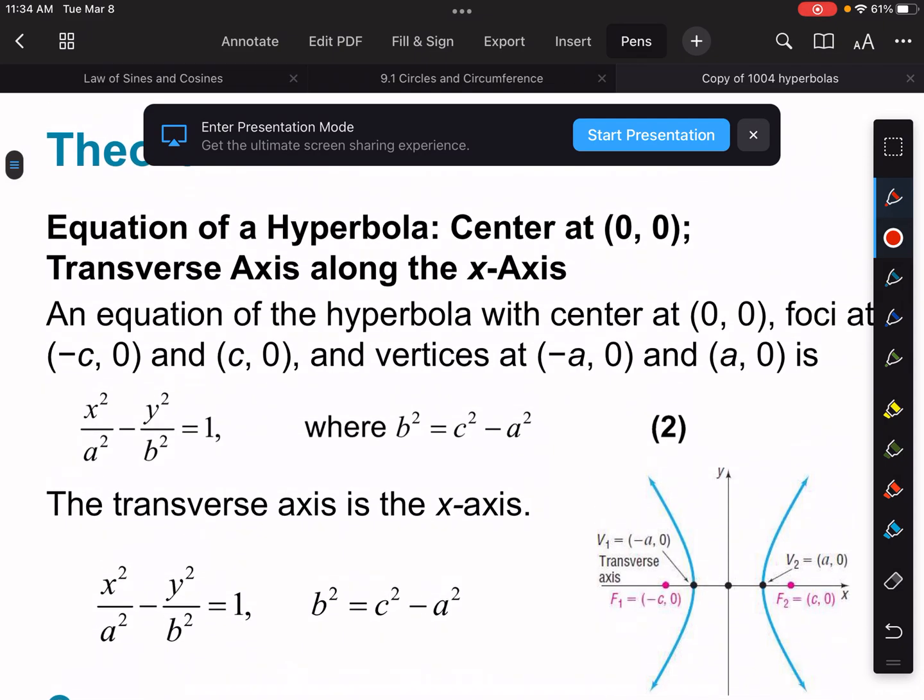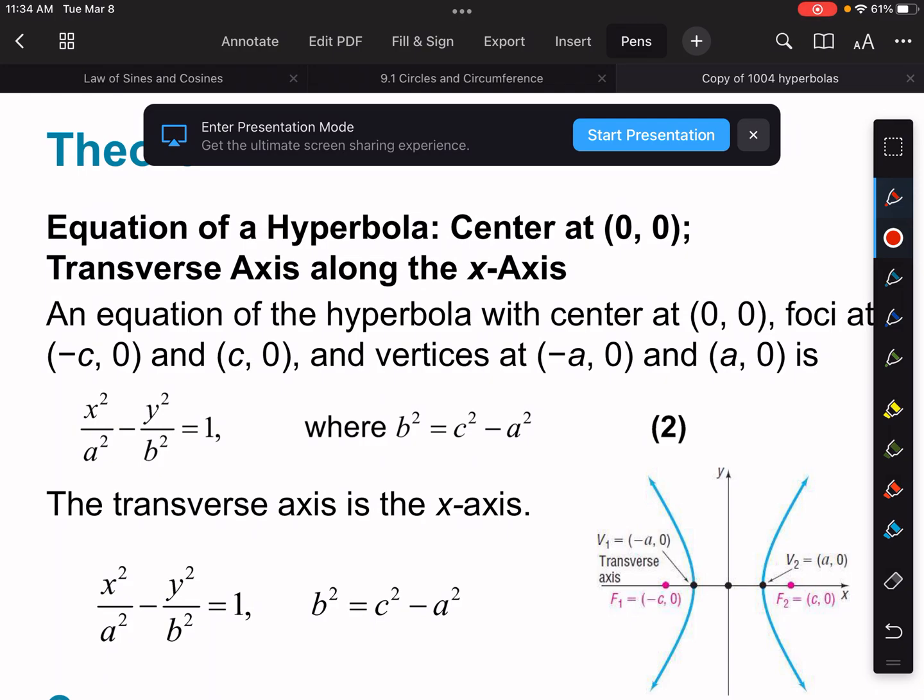Okay, so theorem 1, make sure you get this in your notes. Basically, what all this is laying out is what a, b, and c mean with hyperbolas, and then the equation that we use to solve these. So a is just going to be the distance from the center to the vertex. c is going to be the distance from the center to the foci, and b is going to be the distance from the center to what we call the co-vertex. Okay, so make sure you get that in your notes, your a, b, c's.